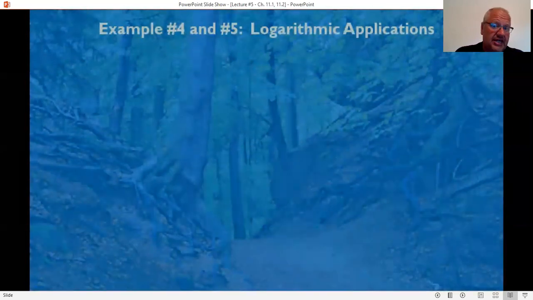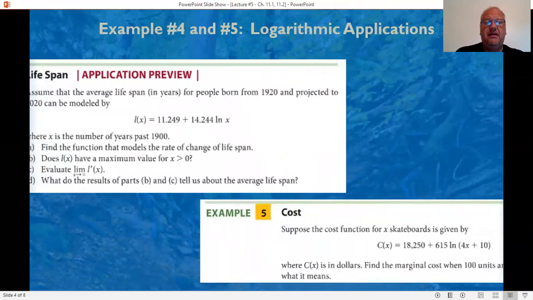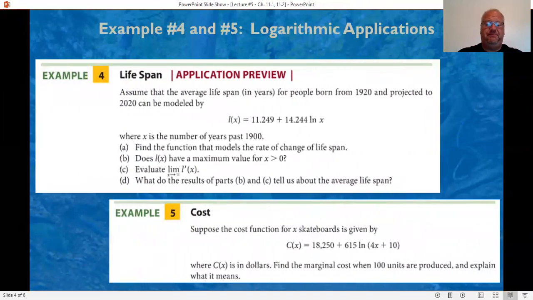Let's do an application now. Let's talk about what it would be like to apply what we've learned to doing something in terms of a word problem. For examples 4 and 5, you'll notice both of them have functions in terms of natural logs. Again, we're going to only be studying derivatives of natural logs for quantitative analysis too. Let's read through example 4, and then I'll talk to you about how we're supposed to answer the questions.